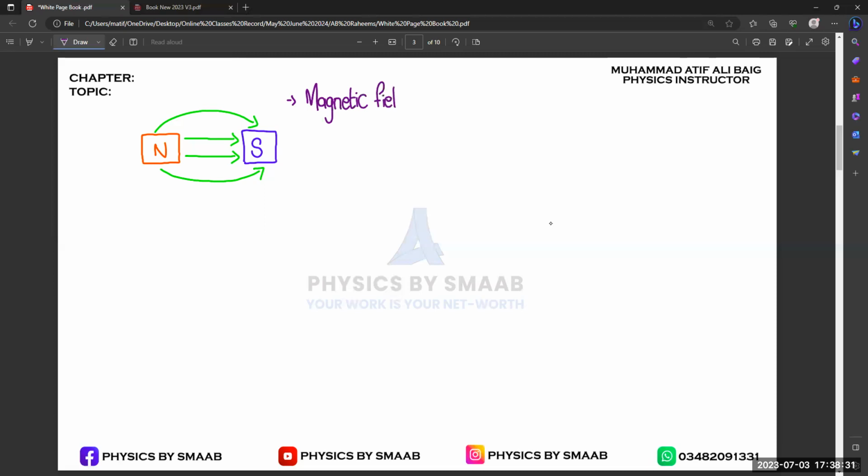Magnetic field means it will flow from north to south pole. It means we can say that from the north pole the field is radially outward, right? Because it is coming out from the north pole and moving towards the south pole. And it is radially inward for the south pole.